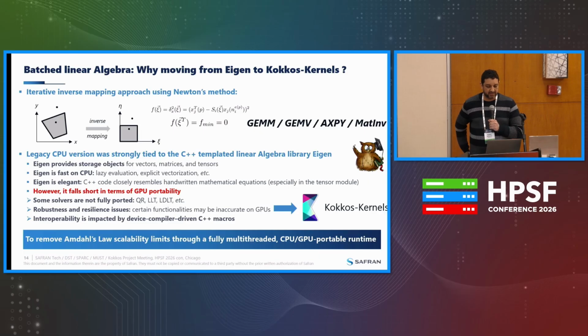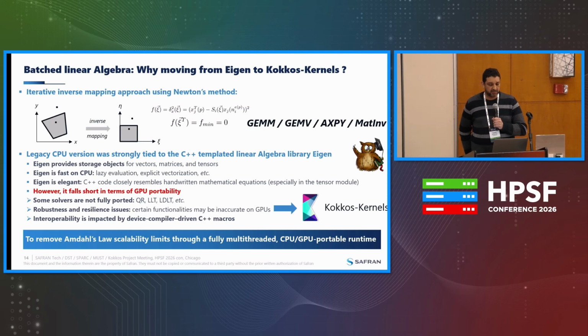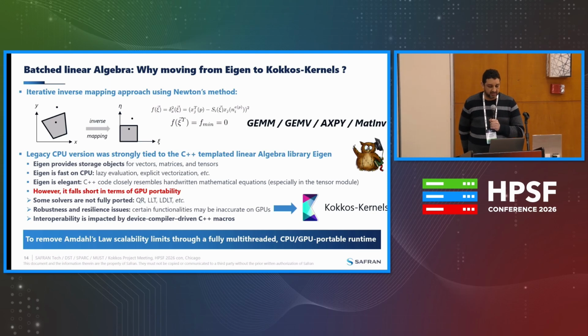But there is a but. When we tried to move to the GPU implementation and portability, what we found out is that many functions were not ported, in particular the matrix inversion ones. So we just had a crash at runtime, for QR, LLT, LDLT. We tried to bring our own implementation, but that wasn't efficient.